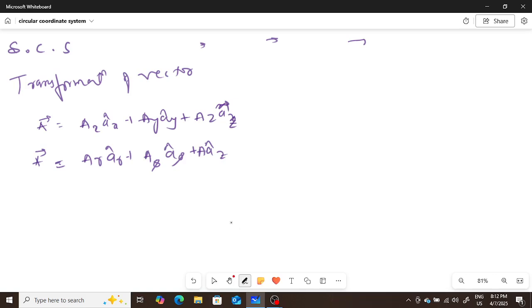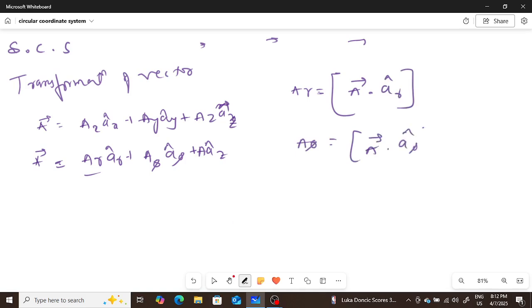say for example, you have to find out how you will get AR. You just have to get AR first. To get AR, vector A dot AR. To get A phi, vector A dot A phi. To get AZ, vector A dot AZ.